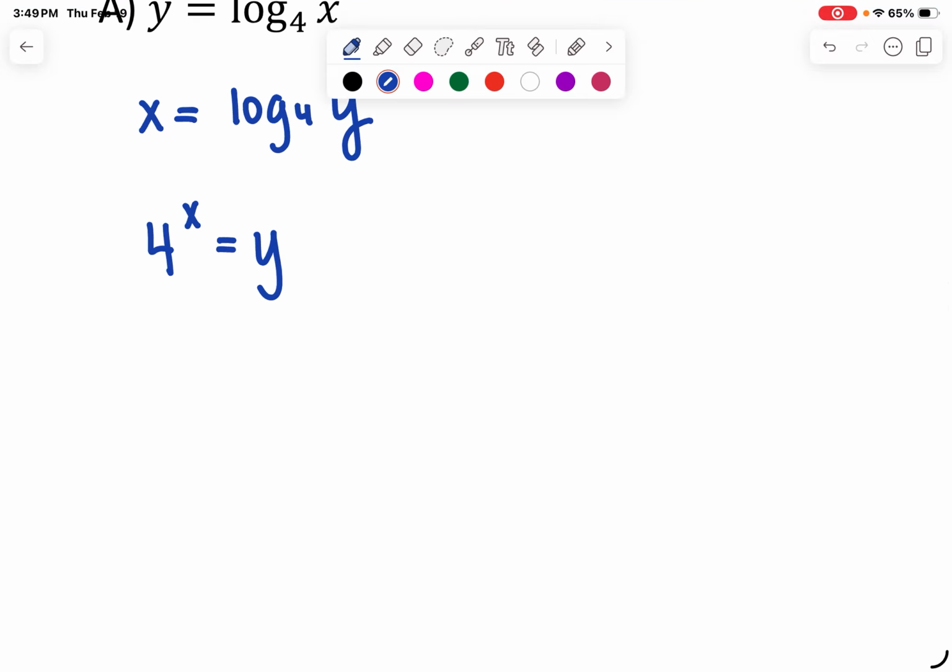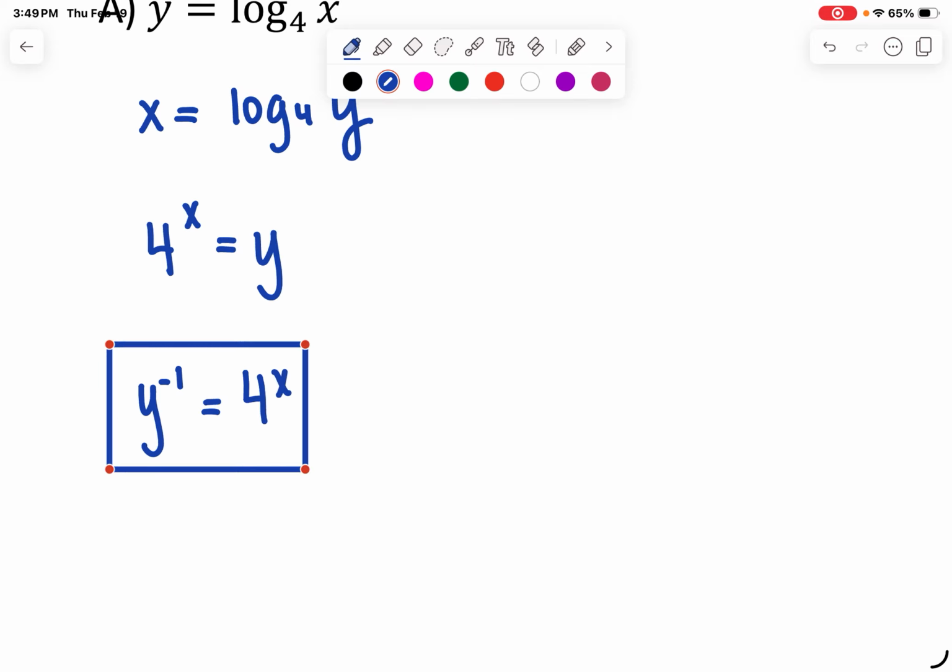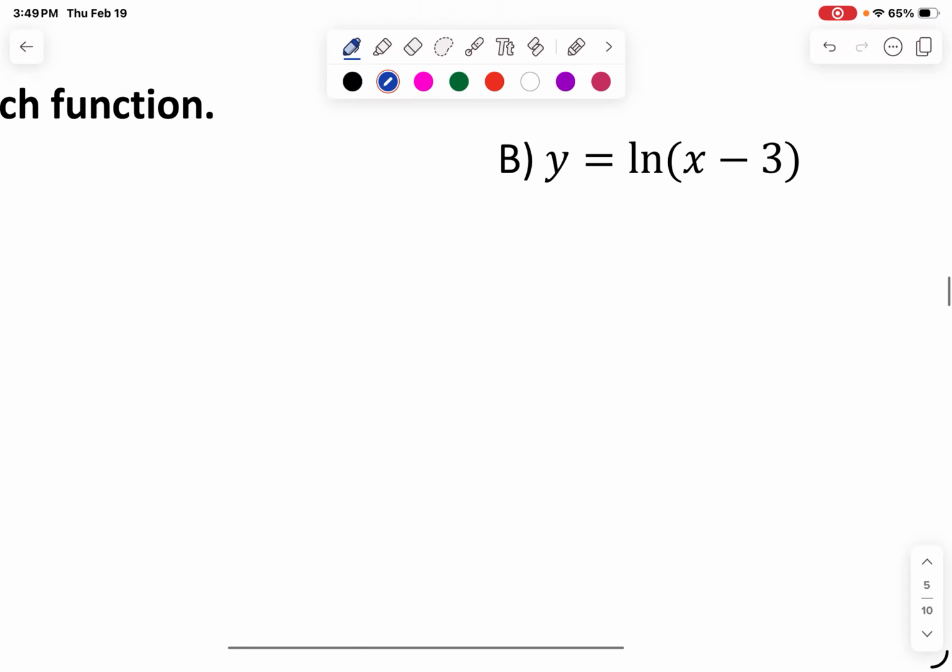Now, if y wasn't by itself, like if there was a plus 6 on the end, I would subtract 6, but y is by itself. So the last thing I have to do is, instead of putting y equals, this is the inverse of y. So we write y to the negative first equals 4 to the x. So the inverse of log base 4 of x is y inverse equals 4 to the x.